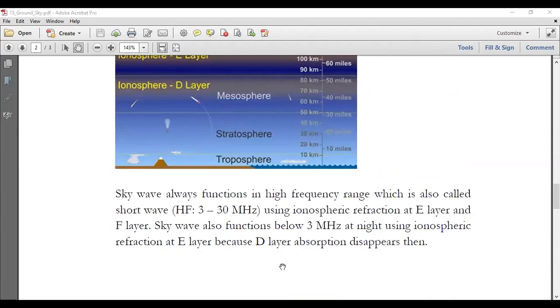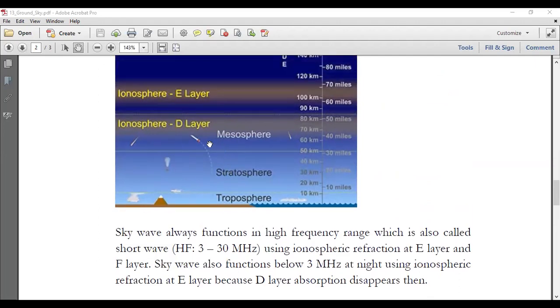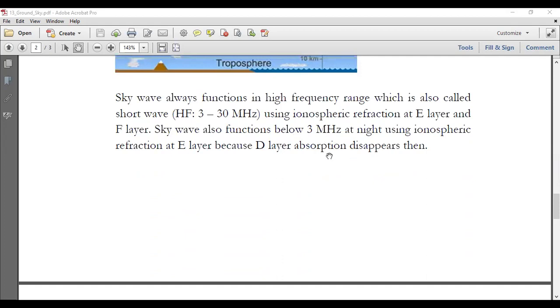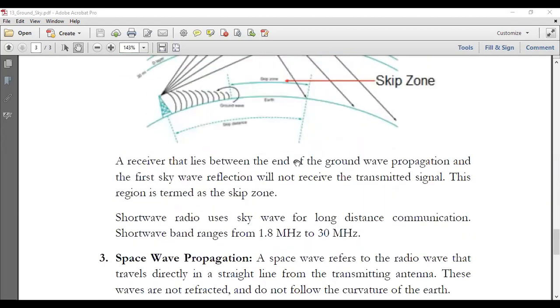However, at night, the skywave works better. The D layer doesn't absorb energy then. So it works better, and even for frequencies below 3 megahertz, some ionospheric complete internal reflection occurs, and you can get some signal back to the earth.